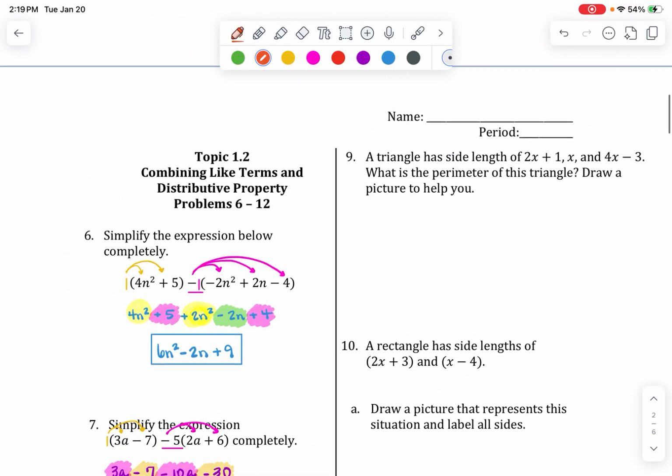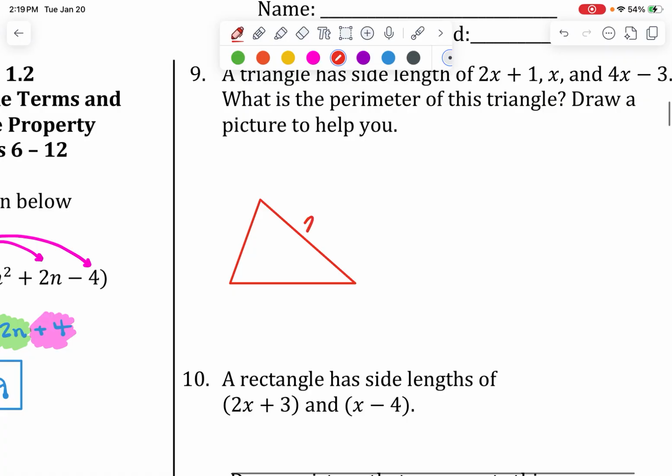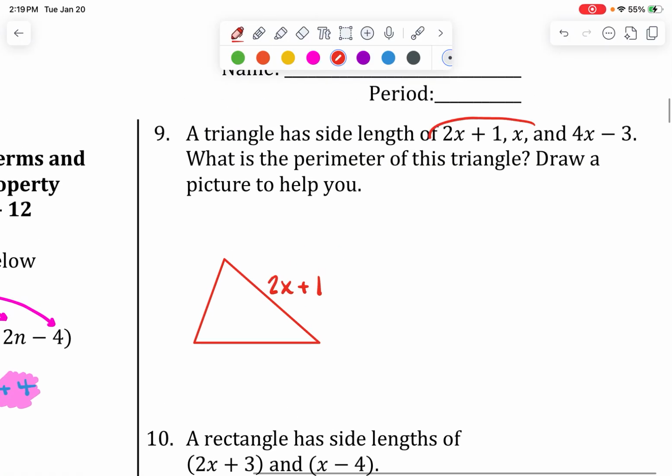All right, we got more perimeter going on over here. So it says a triangle. Okay, I'm just going to draw myself some random triangle. It says it has side length 2x plus 1, x, I know this is shoved really close, but notice the comma right there. It's 2x plus 1, comma, x, comma, right? So x is actually one of the side lengths, and then 4x minus 3 is the third side length. So again, a picture always does wonders, to make sure that you have everything you need.